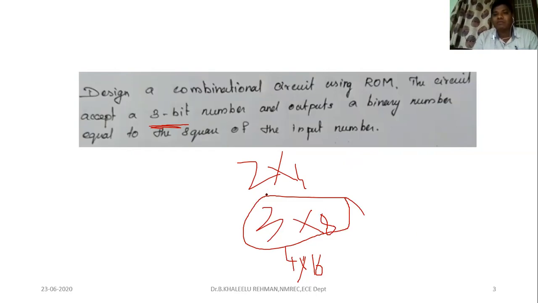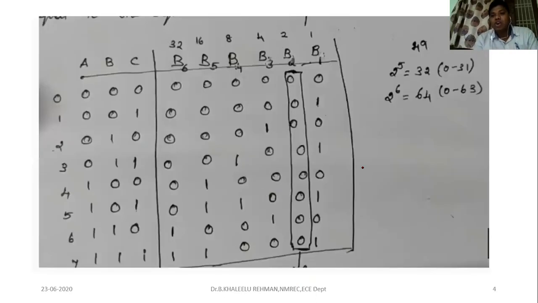To represent the 49, we will be having the 6 possible combinations. See, 2 power 5 possible combinations are 32. But at maximum, we can have 7 square, which means 49. So we require 2 power 6. We require 6 output combinations. We have taken B1, B2, B3, B4, B5, B6. B1 to B6, we have taken 6 possible combinations.